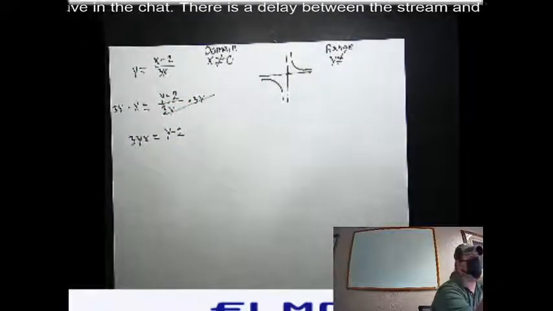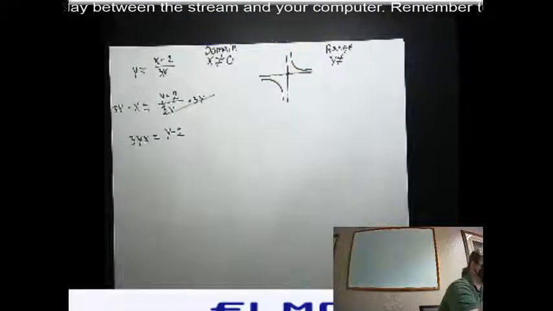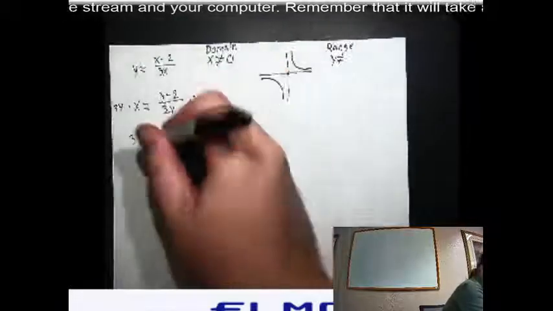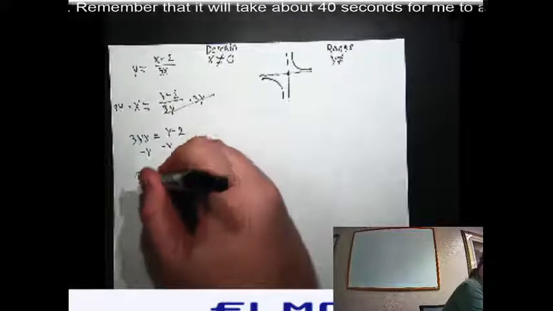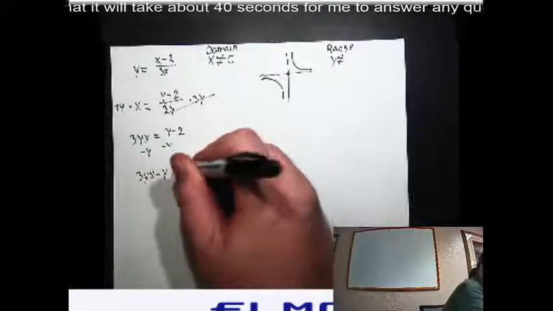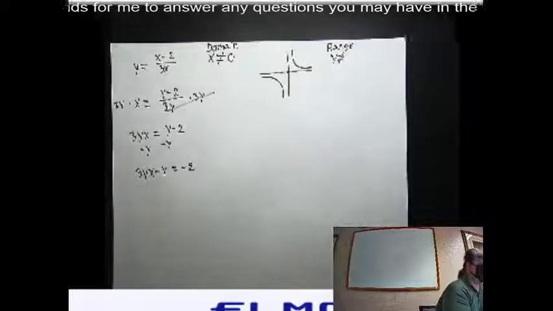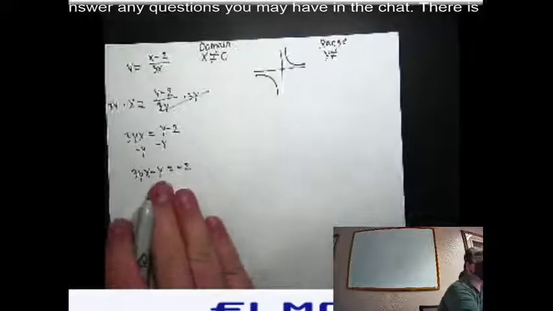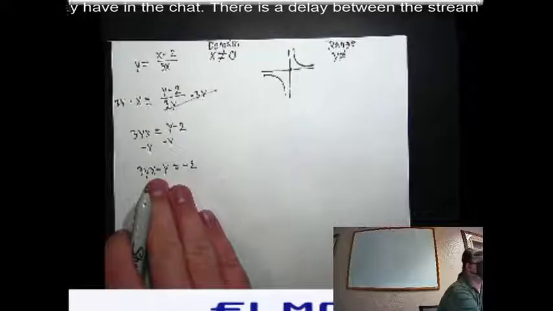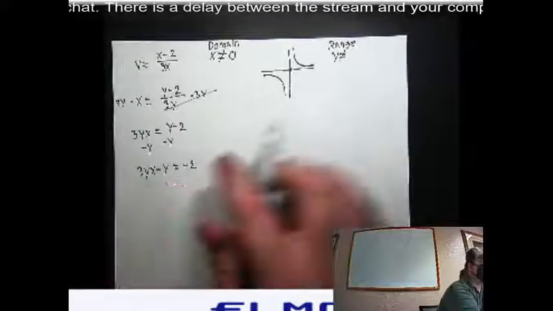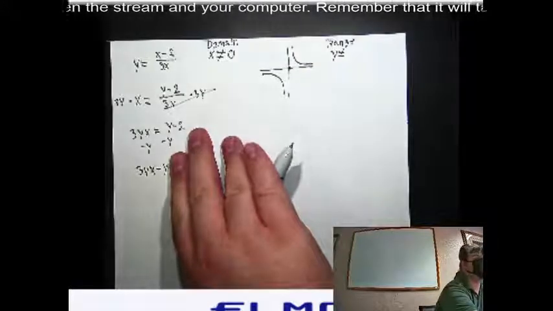Okay, well we want to get y by itself, right? So let's make sure all the y's are on the same side. So I will subtract y from both sides. That gives me 3yx minus y equals negative 2. Okay, anybody got an idea of what I can do now? Again, I want to get y by itself. Think about this side by itself. What could I do to simplify this?